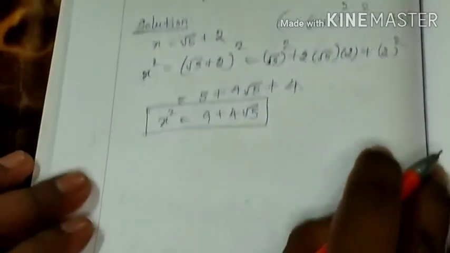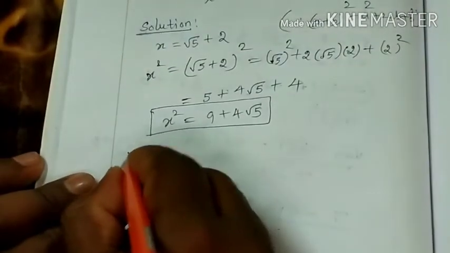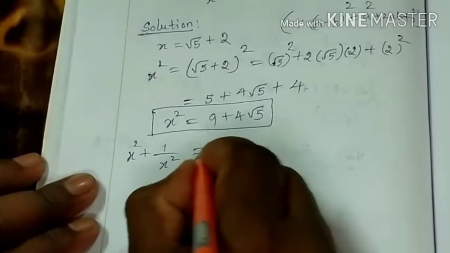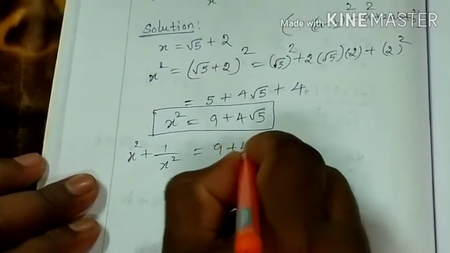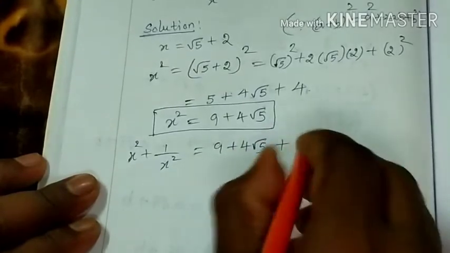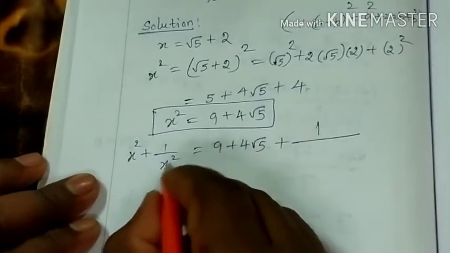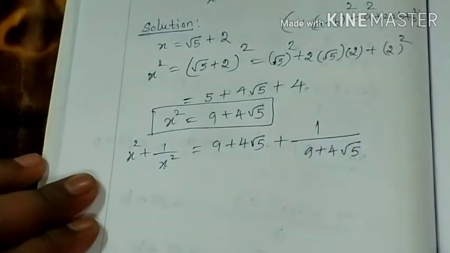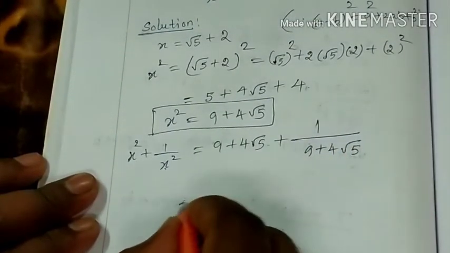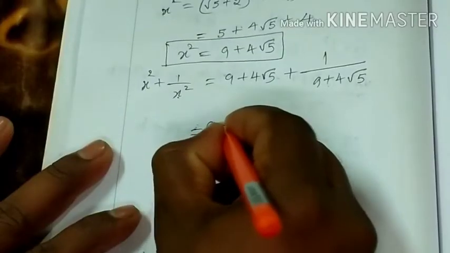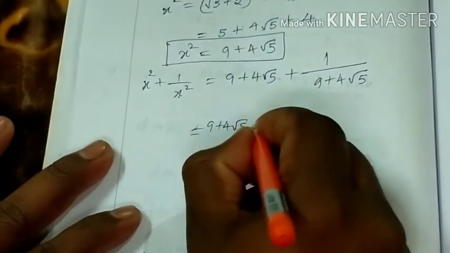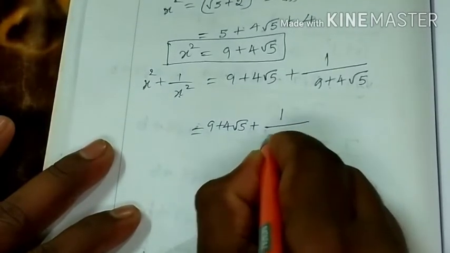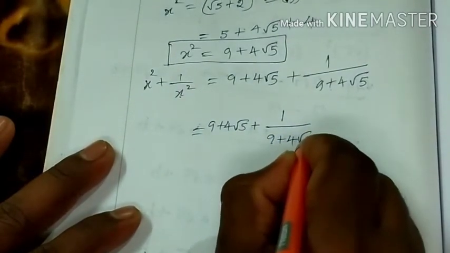This is x square. The question is, find the value of x square plus 1 by x square. Which is equal to x squared, which is 9 plus 4 root 5, plus 1 by x squared, which is 1 by the x squared answer, 9 plus 4 root 5. Have I understood? Okay. Which is equal to 9 plus 4 root 5 plus 1 divided by 9 plus 4 root 5.